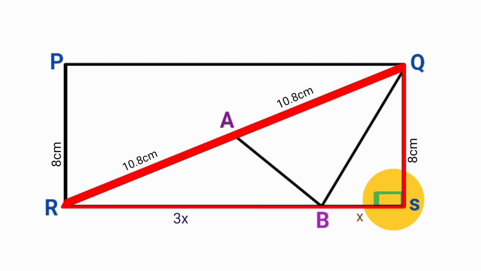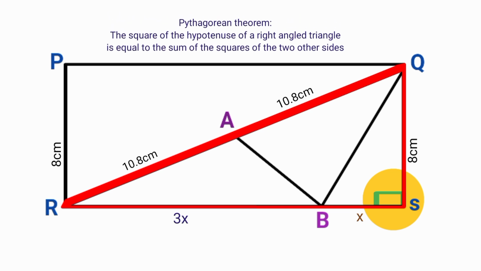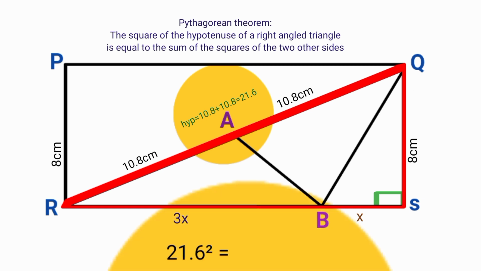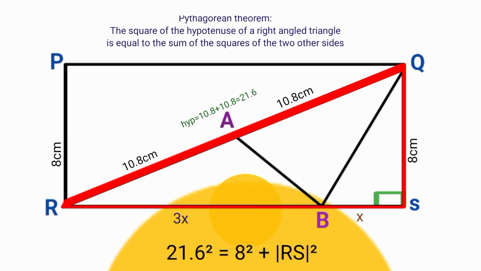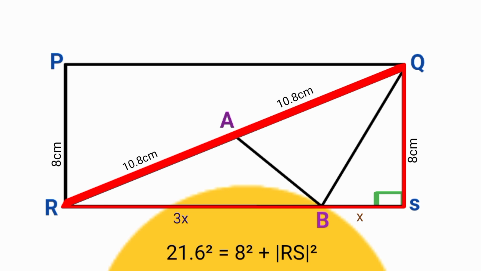So using the Pythagorean theorem, which states that in a right angle triangle, the square of the hypotenuse is equal to the sum of the squares of the two other sides. So now this line QR here is the hypotenuse because it's facing the right angle. So we can go ahead and substitute 21.6 all squared equal to 8 squared plus line RS squared. Making line RS the subject of the formula, line RS equal to square root of 21.6 squared minus 8 squared.